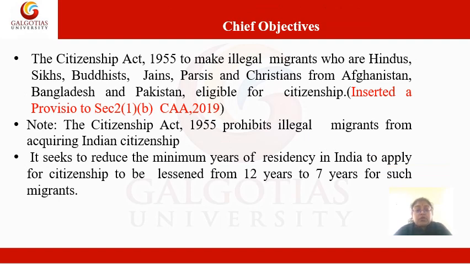Now, here also the concept of illegal migrants, as I have said, has been defined in the Citizenship Act. It has said that illegal immigrants, again, it is the decision of the central government to decide who is an illegal immigrant and who is not. So basically, it was said that there were three conditions to define that a person can be said to be an illegal immigrant.